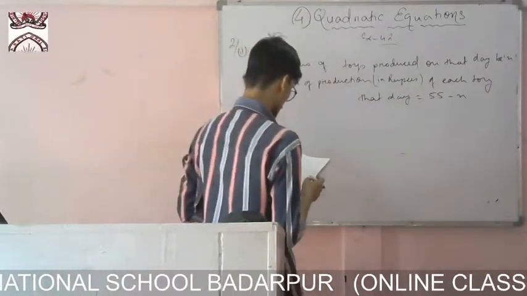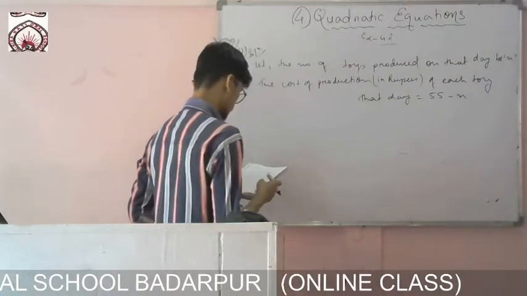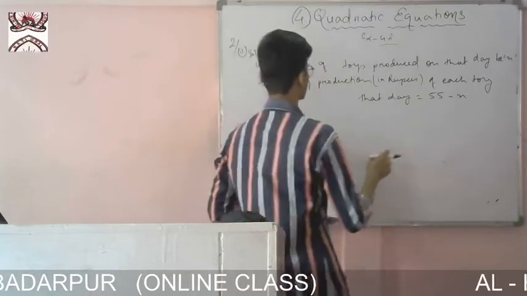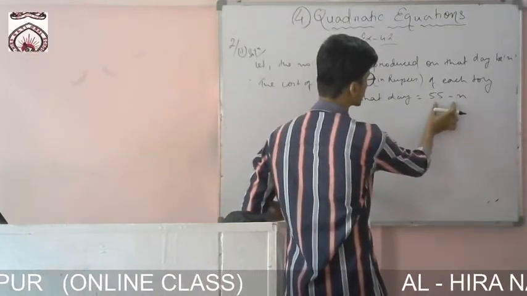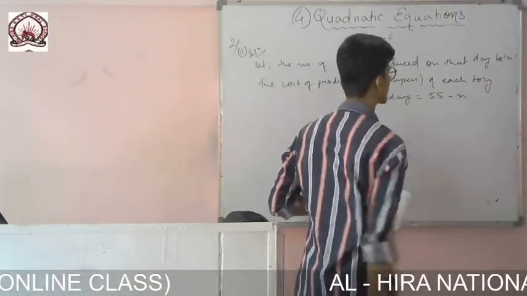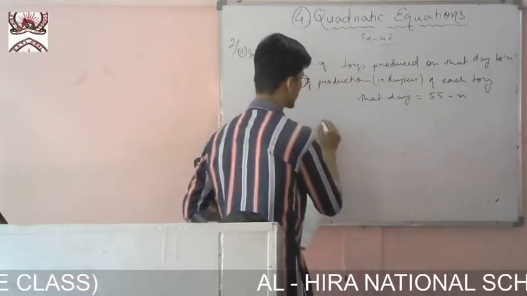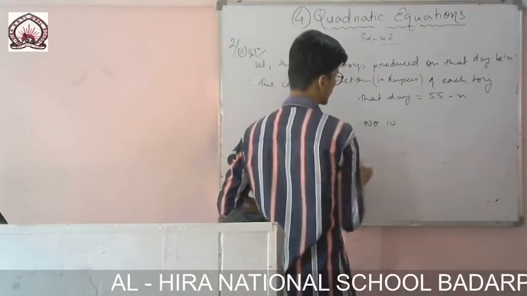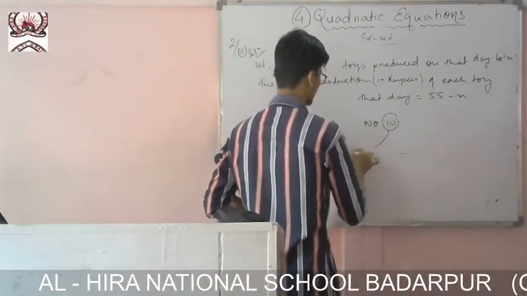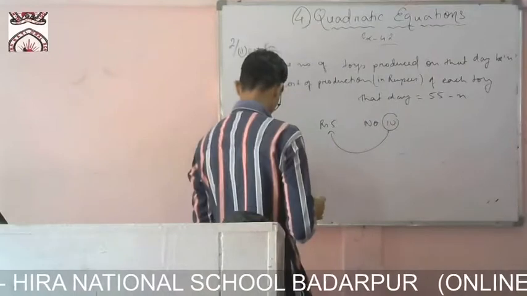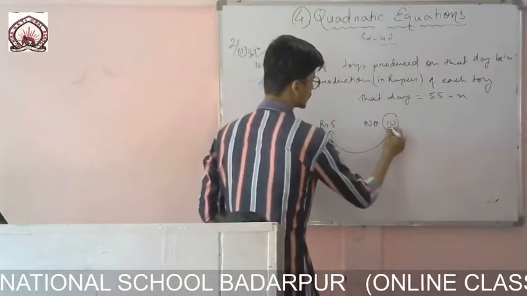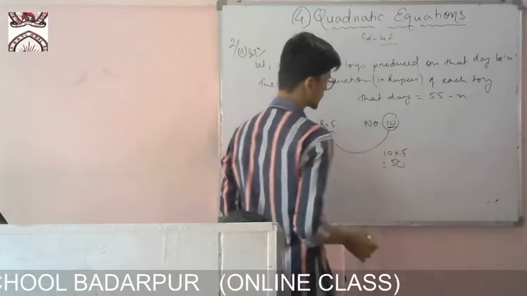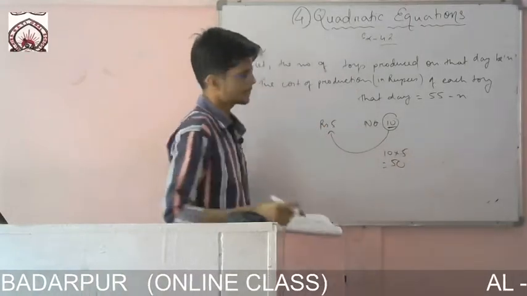Now the total cost of production on that day will be equal to the cost of production of each toy times the number of toys produced, which is x. For example, if the cost of production is rupees 5 and the number of toys produced is 10, then how can I find the total cost? Simply, 10 toys and each toy costs rupees 5, so it will be 50 rupees. The same thing applies here.